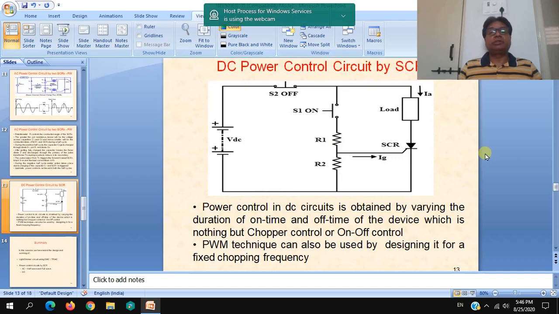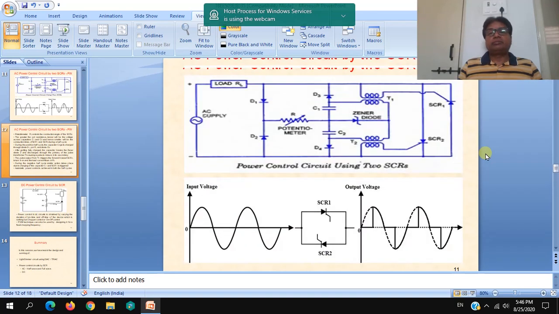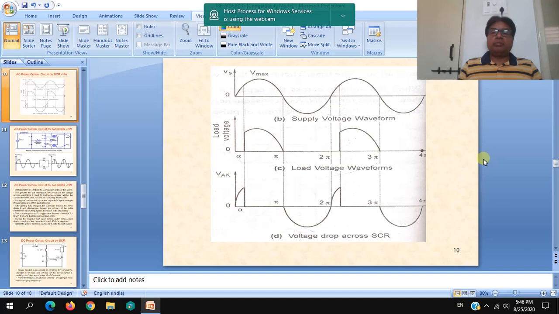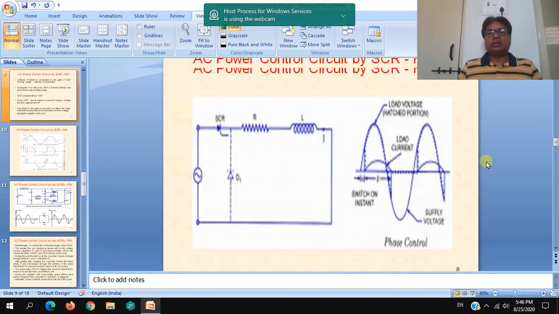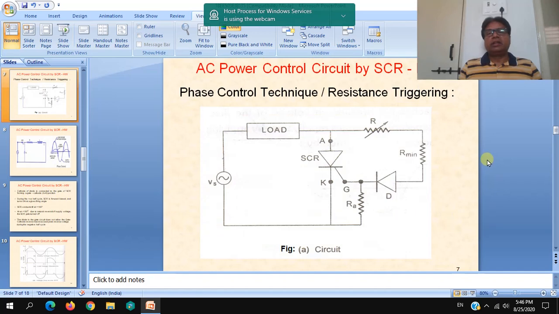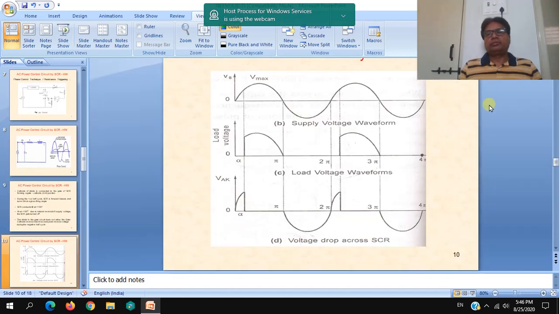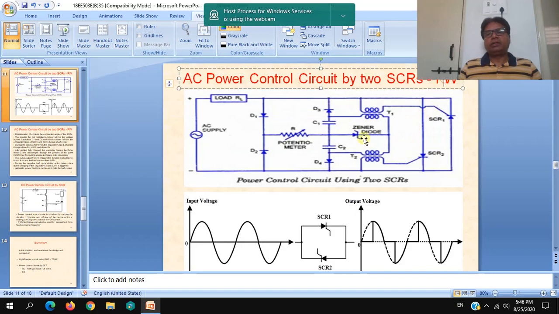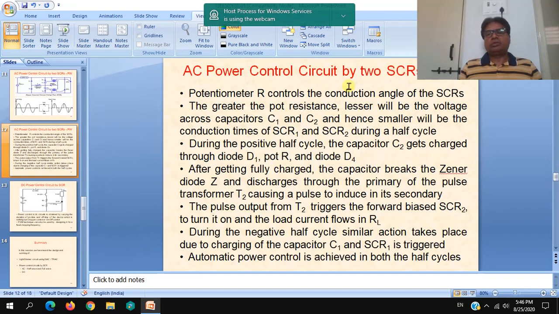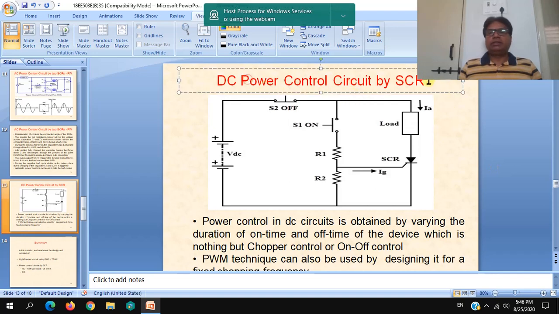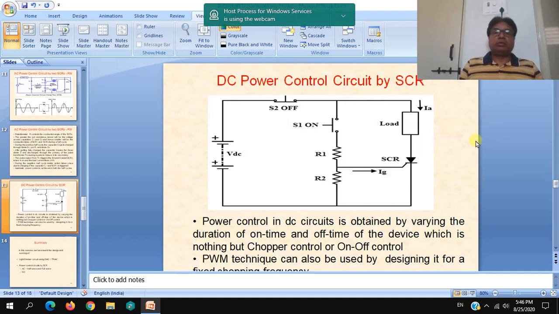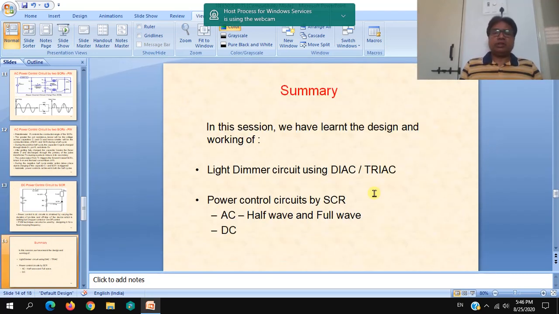And thus we have discussed the power control aspects of power electronic circuits using SCR to suit various applications: AC power control, where half wave control is employed, and also full wave control employed by using two SCRs, and also power control circuits for DC loads by SCR. That is the summary of what we have discussed in this session.